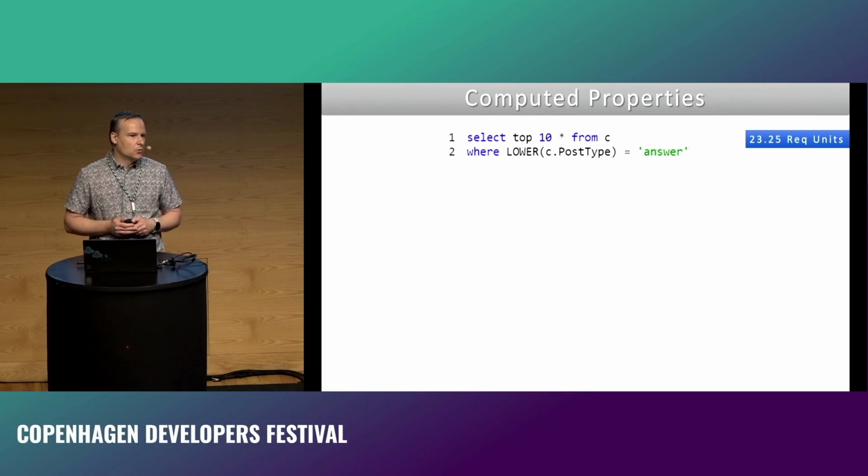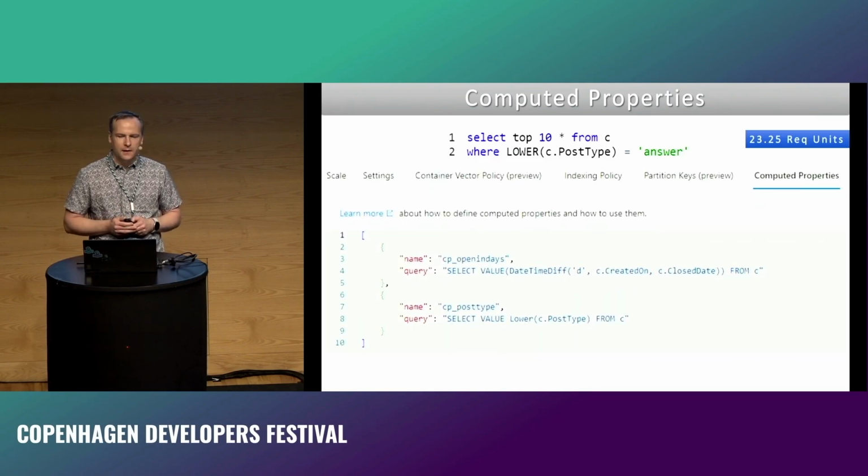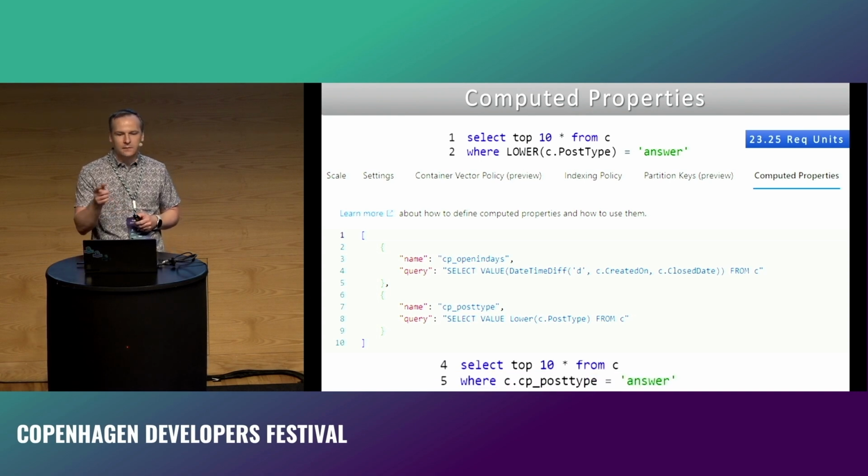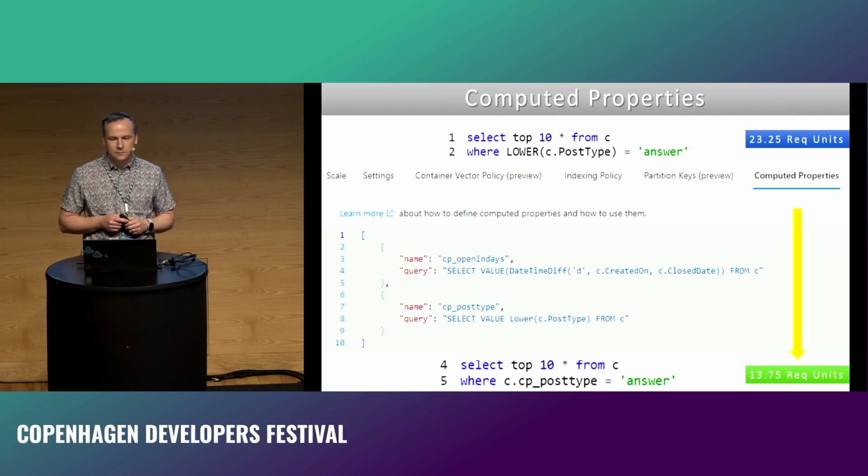You can easily create a computed property, and they are under here, the computed properties tab here. In here, it looks like I have 2 computed properties. One I'm going to demo is the second one here, the C post type. As you can see, I am running the lower for that one. So that is going to actually create a new property, a virtual property, CP underscore post type. And if I'm going to use that CP underscore post type, rather than running the function like that in the first one, this is going to actually drop almost halfway with the 13.75 request units.